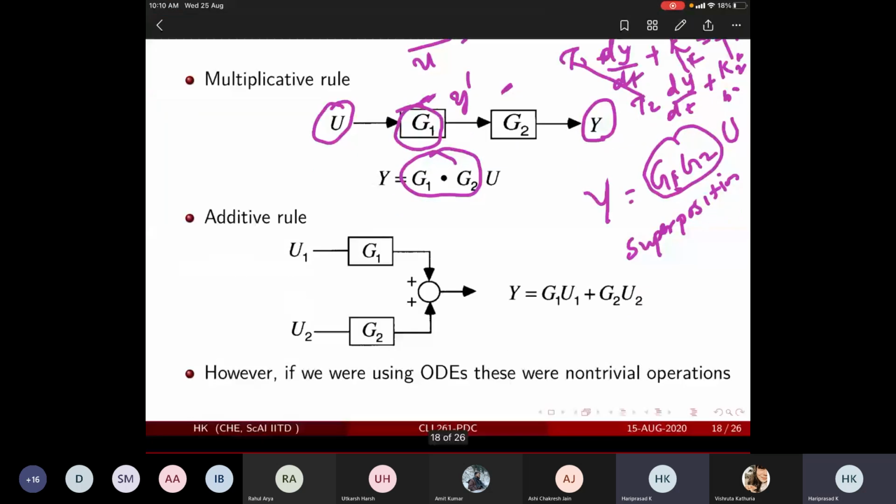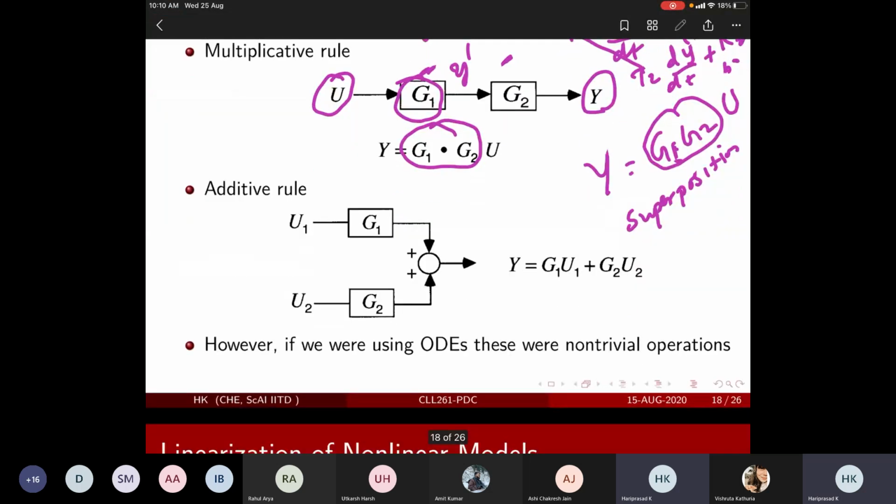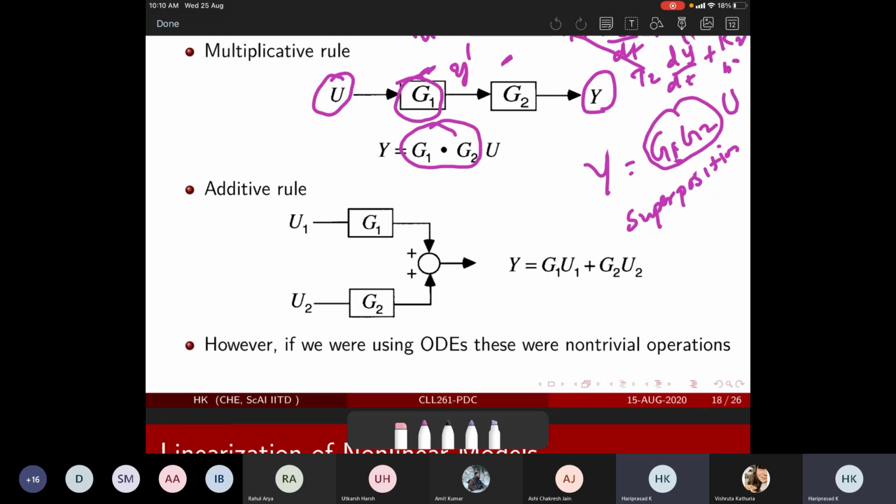Okay, so this is again a very handy rule. Another thing that you would always see is an additive rule. Let's say there are two inputs passing through two different transfer functions and get summed up to get your output. Then the additive rule says that the overall output y is just u1 times g1 plus u2 times g2.